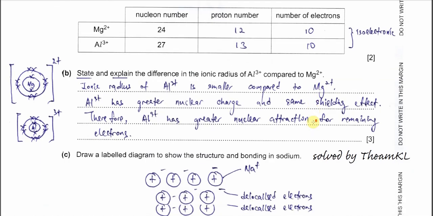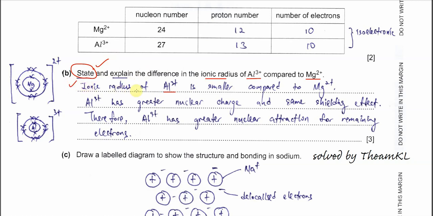Part B. State and explain the difference in the ionic radius of the aluminium ion and the magnesium ion. First, you need to state, then explain. State means to state the ionic radius. So we know that the ionic radius of aluminium is smaller than the magnesium ion. This is the one that you need to state. If the statement is wrong, the explanation is not going to work. So first you must make sure the statement is correct.